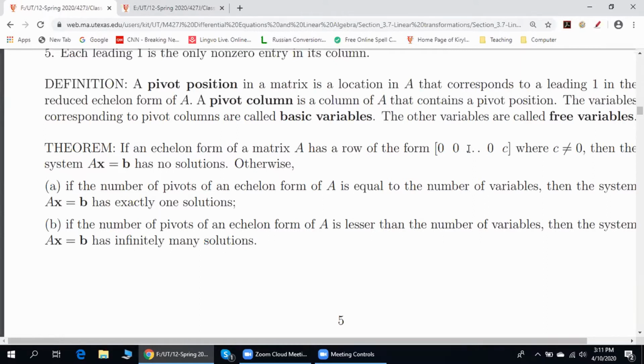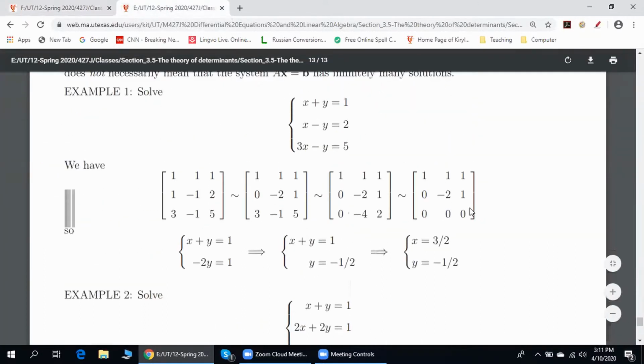Then, if this is not the case, if we apply elementary row operations to matrix A, and we have the same number of pivots as variables, then the system has exactly one solution. Lastly, if we apply elementary row operations to A, and the number of pivots is lesser than the number of variables, then we have infinitely many solutions. It's exactly what we have here.